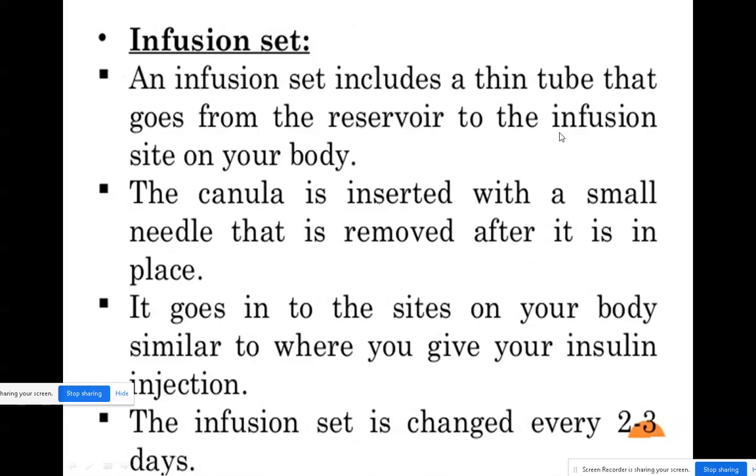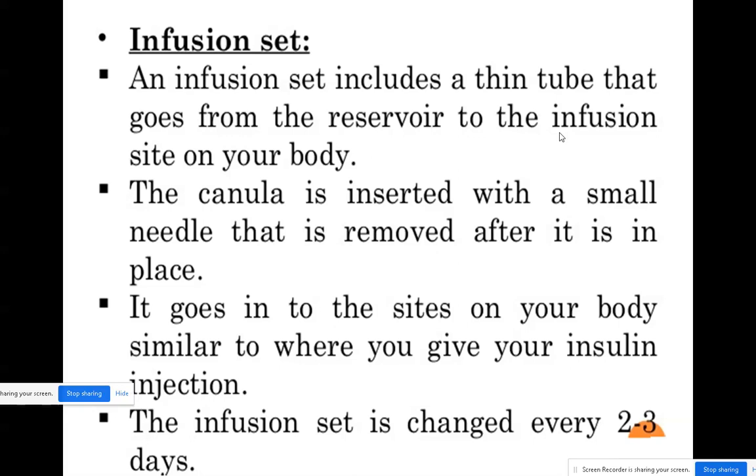And then the infusion set. The infusion set includes a thin tube that goes from the reservoir to the infusion site on your body, where you are going to inject. That part will be connected through the infusion set from the reservoir, that is the insulin. From the cartridge, a thin tube will be inserted into your body. That will be called the infusion set.